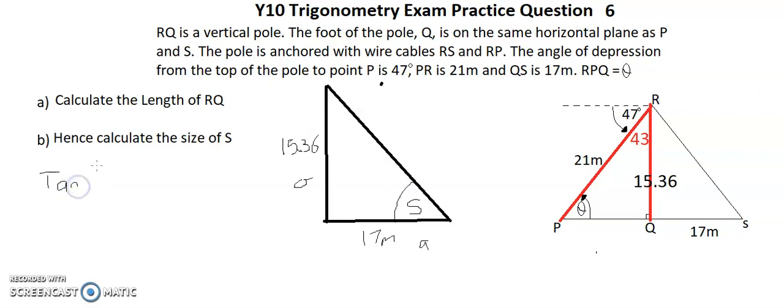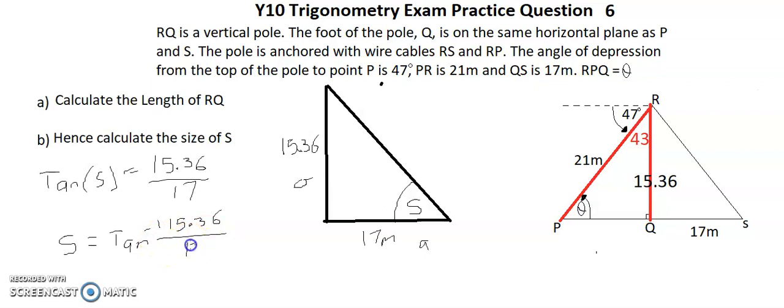So tan of our angle S is equal to opposite, which is 15.36 over 17. Now, again, to find the angle of S, I need to do the inverse operation. So the inverse of tan, 15.36 over 17. And that gives me the angle of 42.09, but I'll just round it down to 42 degrees.